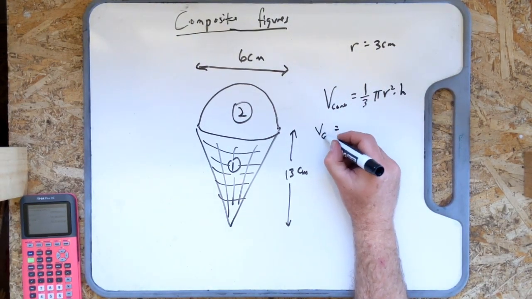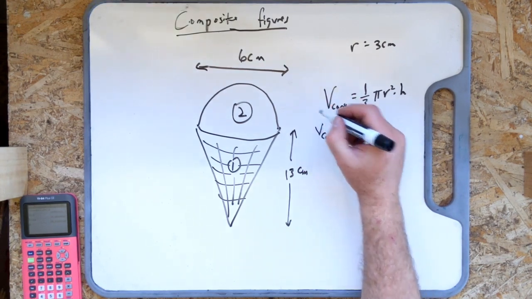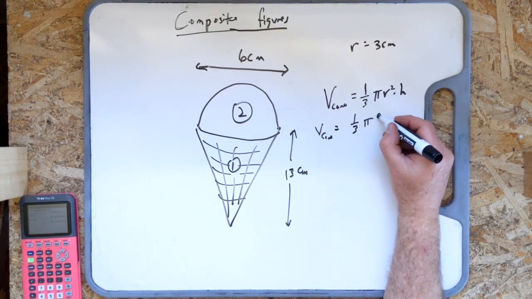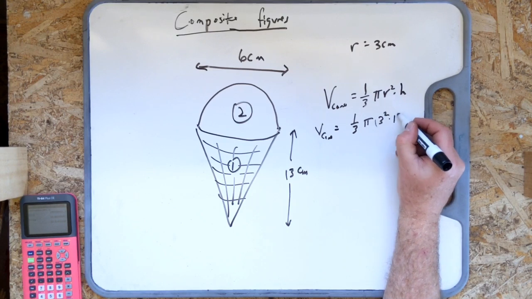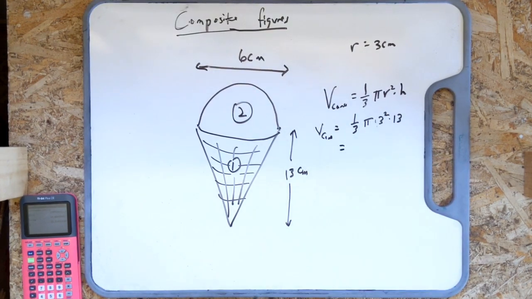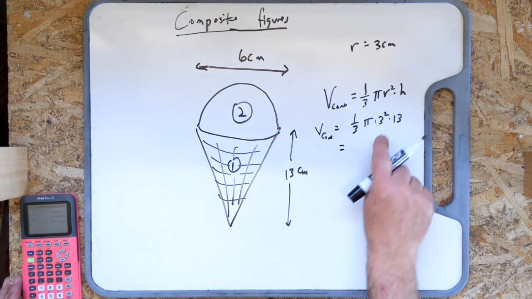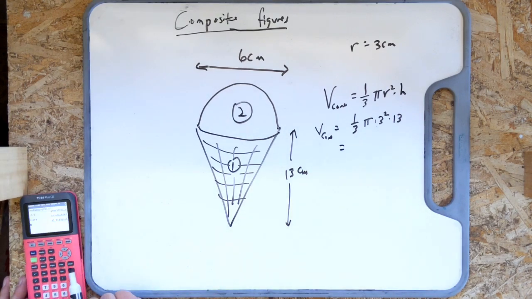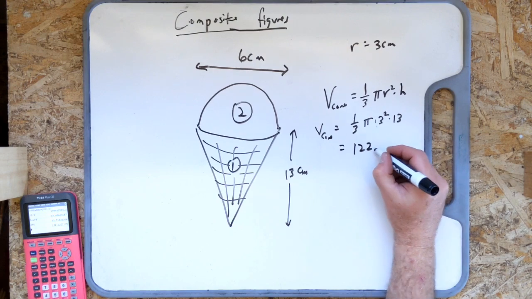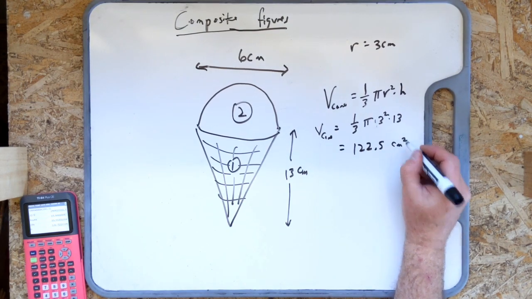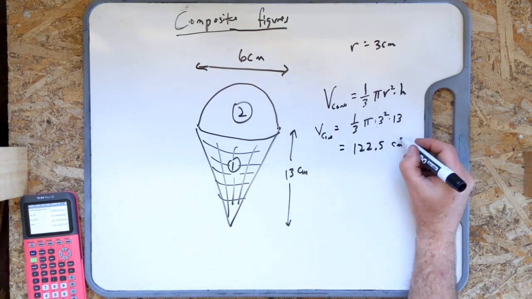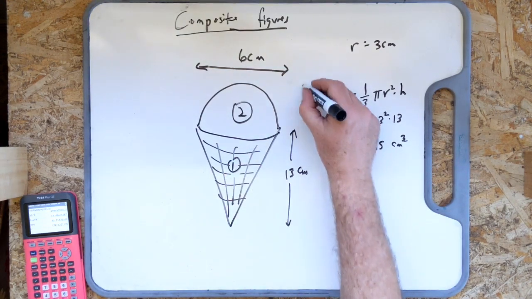So the volume of the cone part of this is 1/3 pi 3 squared times 13. Or, let me get that number. That's 9 divided by 3. That's 39 pi, looks like, or 122.5 cubic centimeters. That's the volume of the cone part, so that's 1.